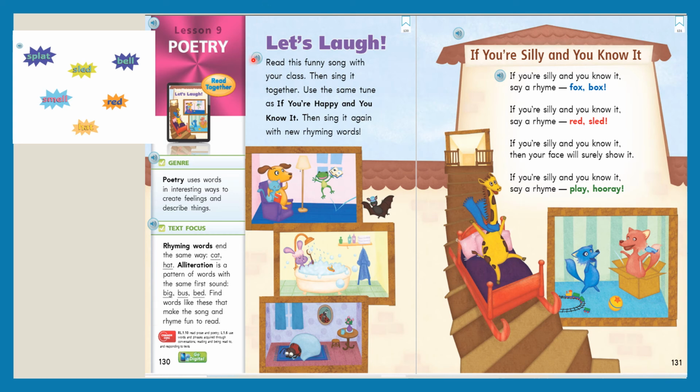All right, let's read. It says, read this funny song with your class, then sing it together. Use the tune if you're happy and you know it, then sing it again with new rhyming words.